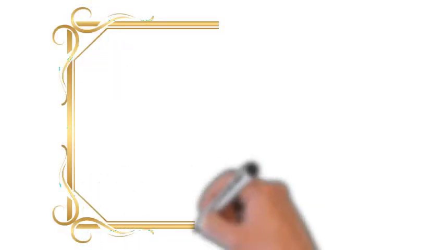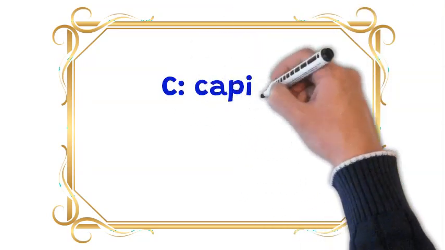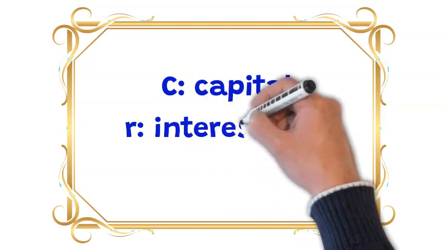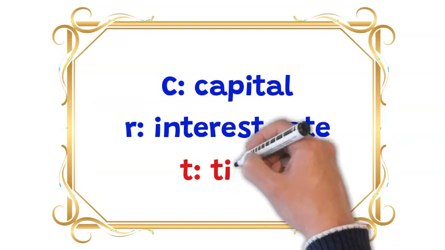Pre-framing. When we talk about interest, we need to establish 3 parameters. C is the capital, the money that will produce more cash. R is the interest rate, the percentage return the capital produces. T is the time, that is the period of consideration.